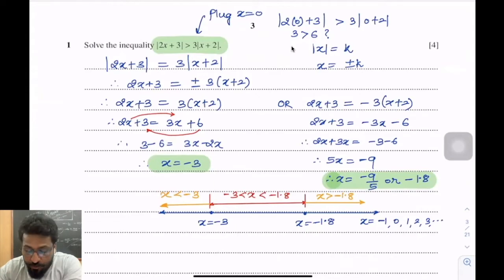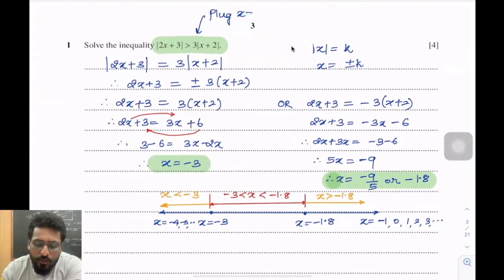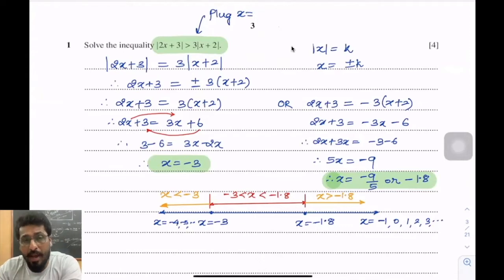Same way you can check for any value which is beyond -3. For instance, you can take -4. Here you can have some value as -4, -5, and so on. Let's take a simpler value, so I'm going to take -4 and plug the value of x as -4 now. These steps are not needed in the solution. They should work in the background, in your mind. You don't have to show them in your solution.